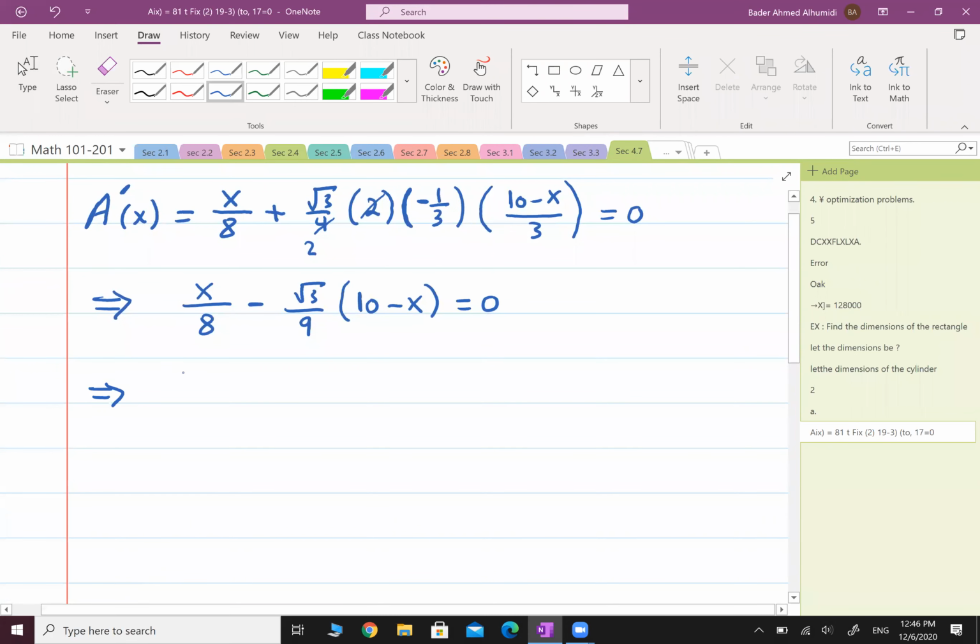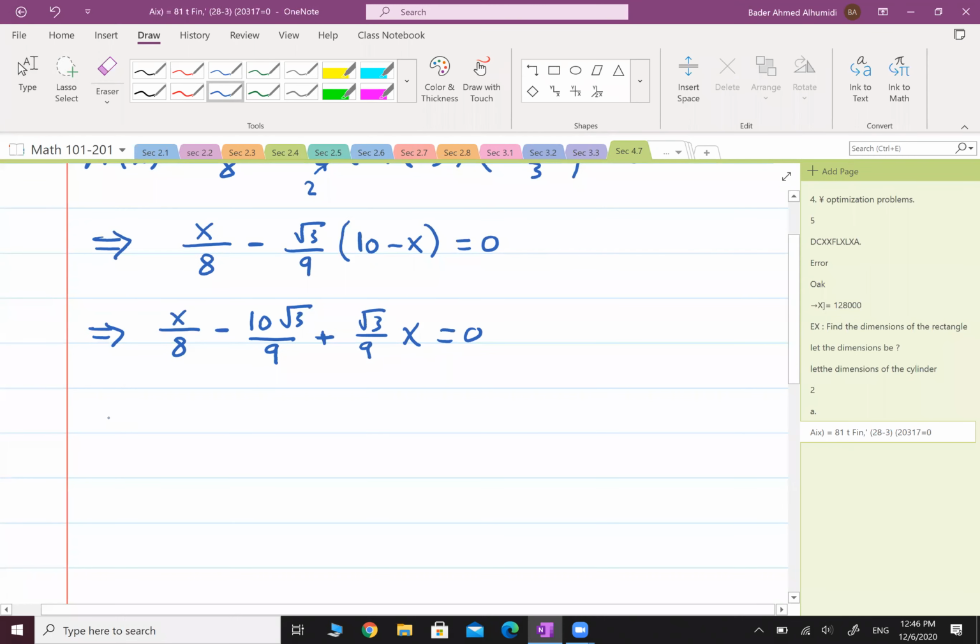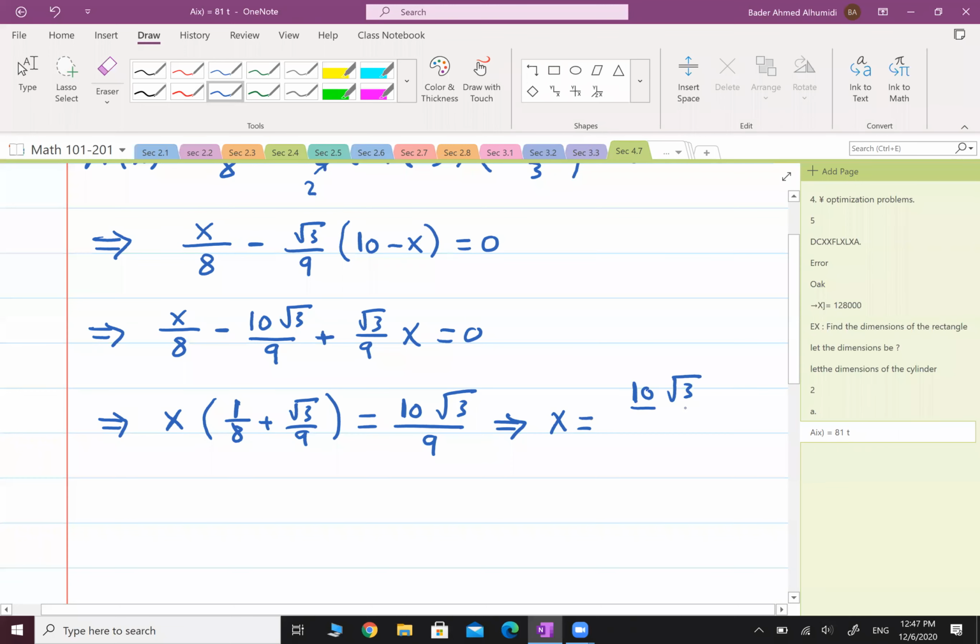Okay, this implies x over 8 minus 10 radical 3 over 9 plus, let me say, radical 3 over 9 x is equal to 0. Very good, now we are ready for this. I will take x as a common factor. I have here 1 over 8 plus radical 3 over 9 is equal to 10 radical 3 over 9, and in this case I have x equal to 10 radical 3 over 9 divided by the whole thing here, 1 over 8 plus radical 3 over 9.